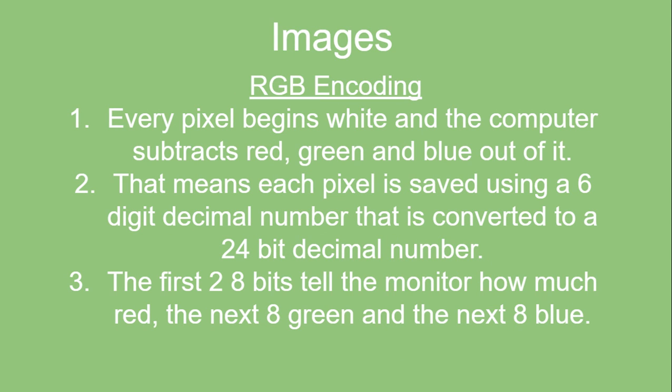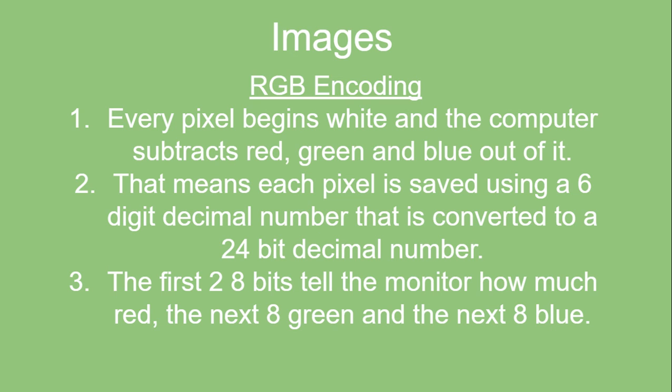It uses RGB encoding. So every pixel begins white, and the computer is told, there's a command that says subtract this much red, green, and blue out of it. That gives you all the colors of the world. So that means each pixel is saved using a 6-digit decimal number, which is a 24-bit binary number. That's a typo right there. It's a 24-bit binary number.